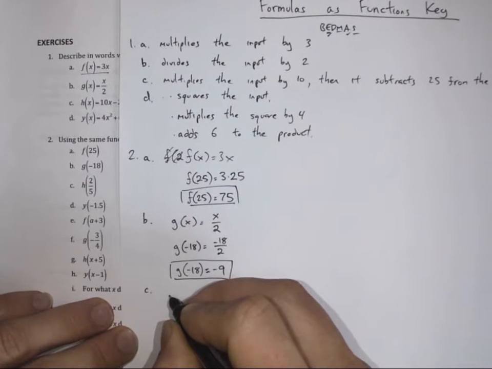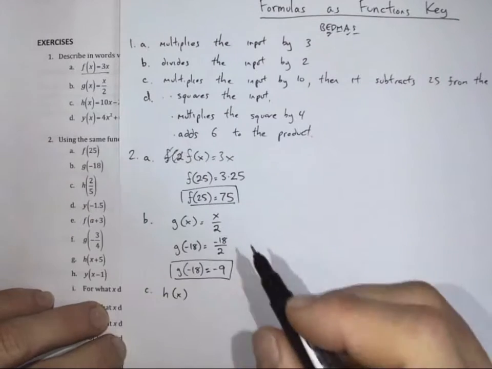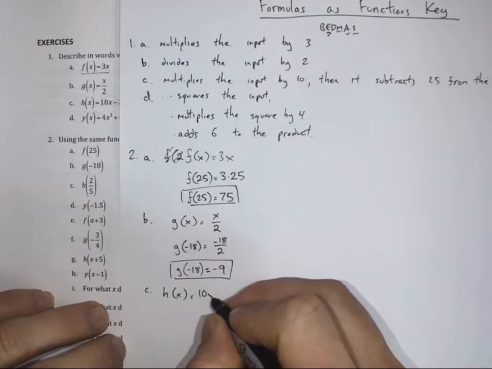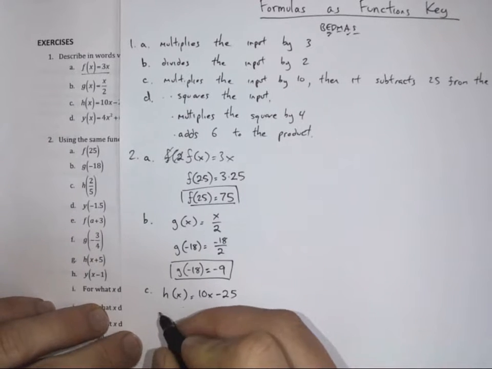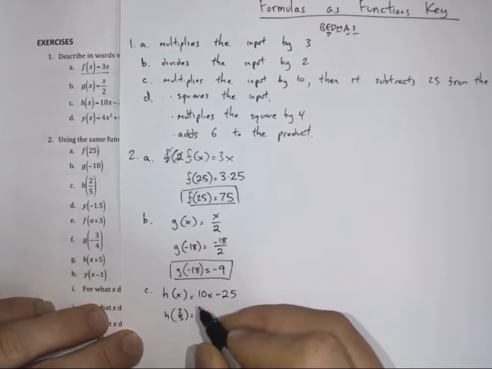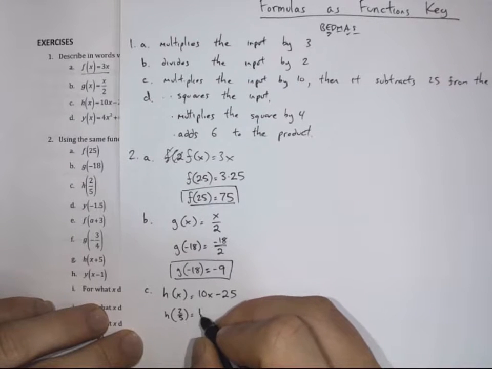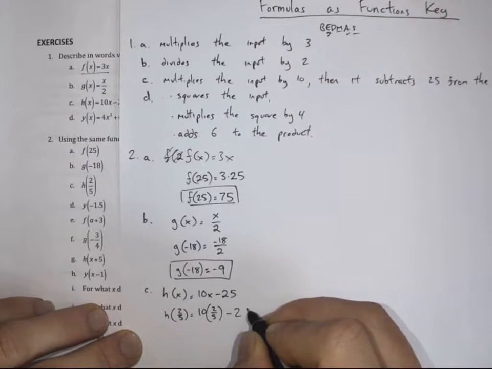2C says we have h of x. And h of x said we took our input, we multiplied it by 10, and then we subtracted 25. All right, let's take a look at what happens when we use 2/5. h of 2/5 is an input. Okay, well it says I'll multiply 10 by 2/5. I'll take away 25.